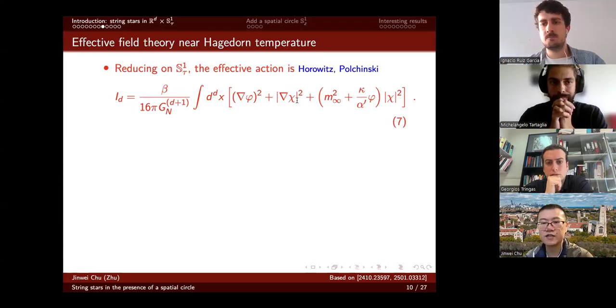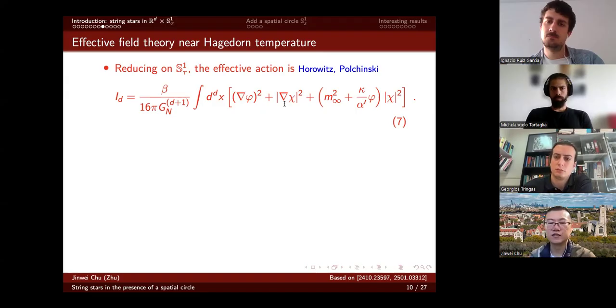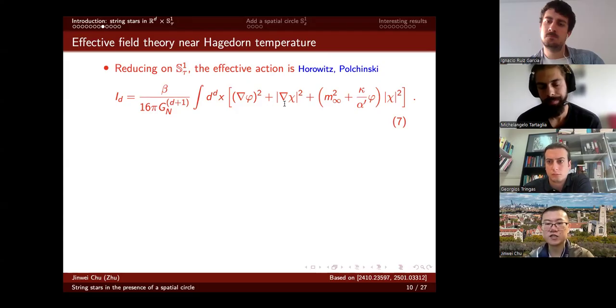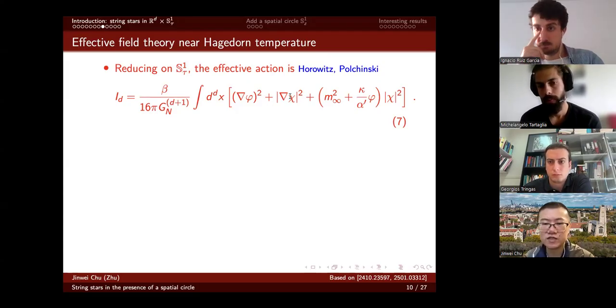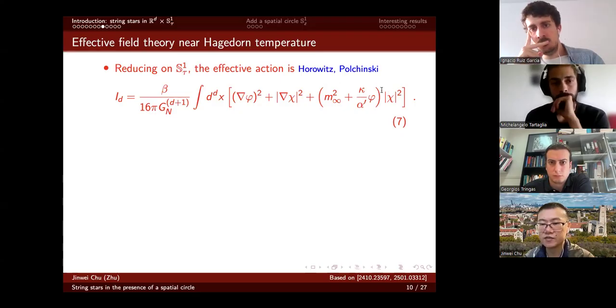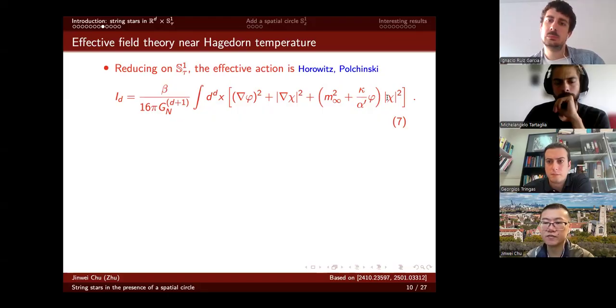Note that chi is actually a complex field. The reason is that the closed string has orientation. So the string tachyon with winding number -1 corresponds to the complex conjugate of chi. So that's why chi is a complex scalar field. These are the kinetic terms, and the last term is the mass term for chi, where I only keep the leading two terms in the mass. And note that this phi chi square is exactly the coupling term between phi and chi.